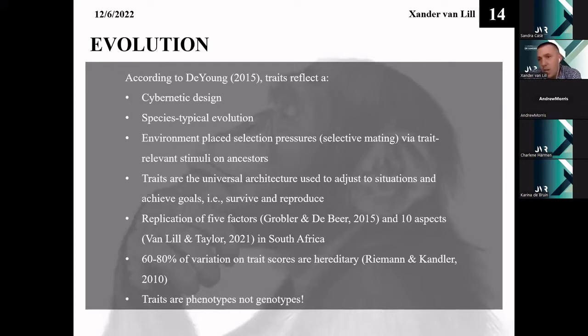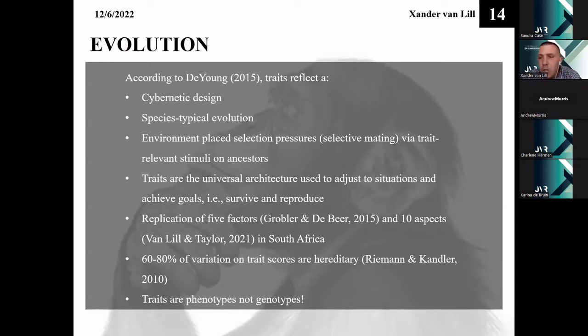Now, interestingly, one could ask, how big a role does nature play? And it appears as if almost 60 to 80% of variation in trait scores could be explained by heredity. That's based on twin studies that Riemann and Kunder have conducted. But with that said, I mentioned that people are not blank slates, but people are some of the blankest of slates of the animal kingdom. So we're not entirely blank slates, but our traits are not an excuse. And it would be wrong to say that what we do is solely based on genetics. That is a dangerous rabbit hole to go down.